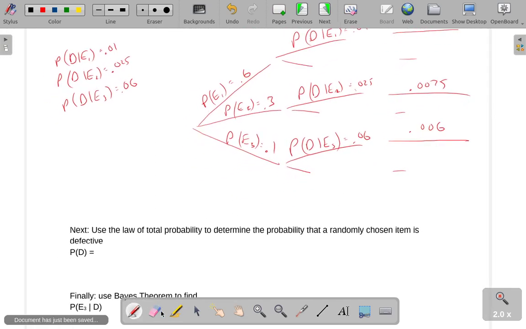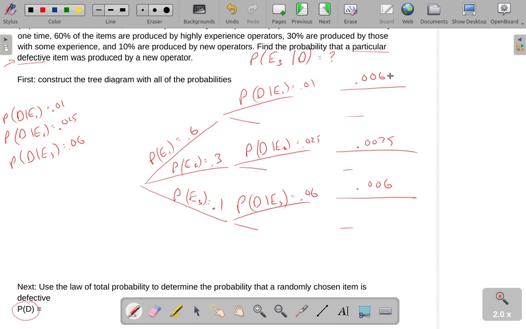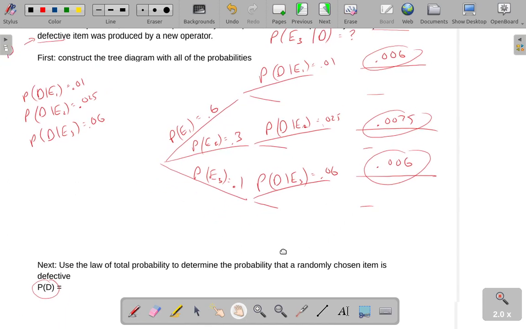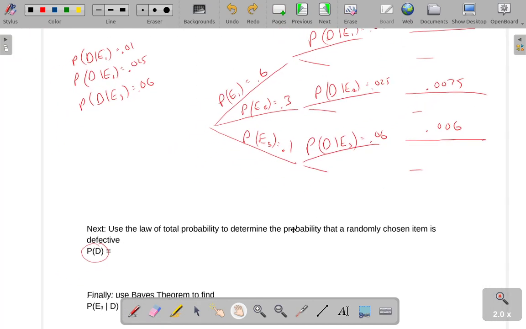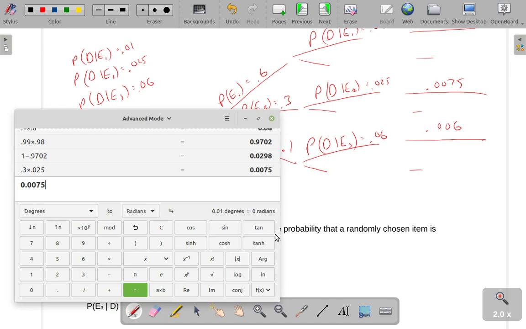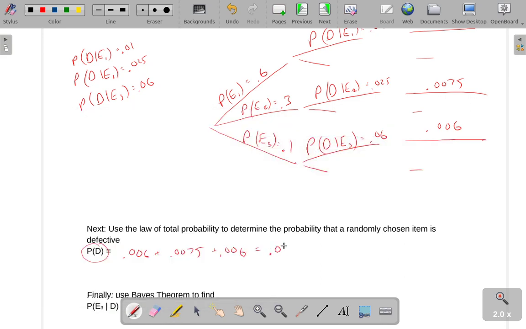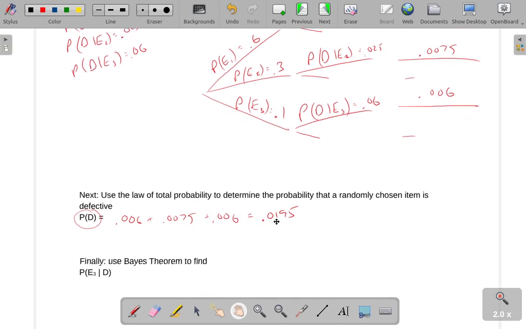If I did these additional three branches on here and then added all of this up, it would sum to 1. So in any case, the law of total probability says that if I look at this tree and I look at all the different branches where I have defective items, that is this branch, and that branch, and I add these things up, this will give me the probability of D. So 0.006 plus 0.0075 plus 0.006 gives me 0.0195.